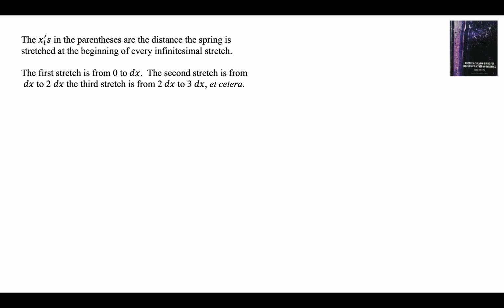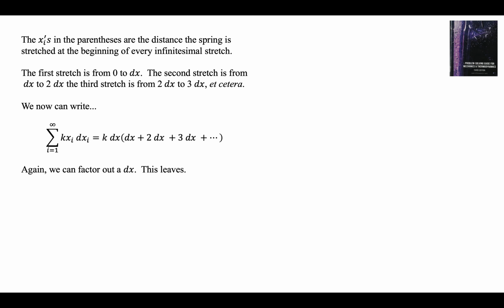The first stretch is from 0 to dx. The second stretch is from dx to 2dx. The third stretch is from 2dx to 3dx, all the way out, etc. So the first x is dx, the second x is 2dx, the third x is 3dx, and we can factor out a dx from that. And we get k dx squared times the sum of all the integers.